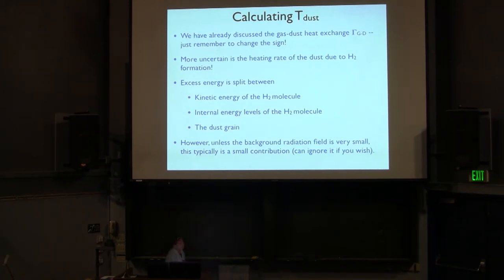Unless the background radiation field is very, very small, you'll tend to find that the interstellar radiation field heating term will be the dominant factor there. And at the densities where you are really interested in the dust temperature, you tend to find that the gas-to-dust coupling term will also be the strongest term. So you don't really have to worry about this one too much.